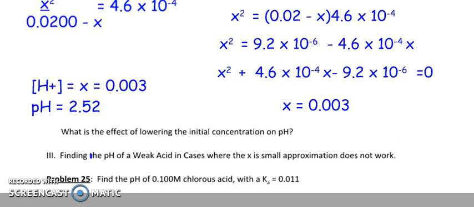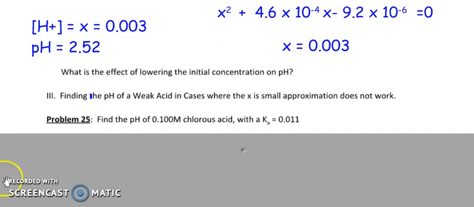Okay, and then it says finding the pH of a weak acid in cases where the x is small approximation does not work. I didn't use it for before. I didn't even think I should with a -4. And so here, check this out. There is just no way, Jose, that this is going to work.